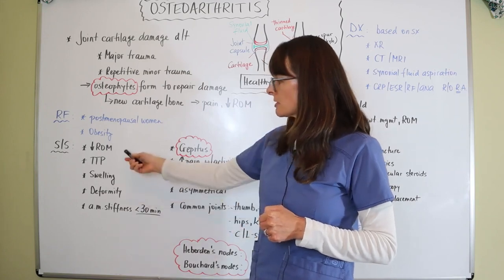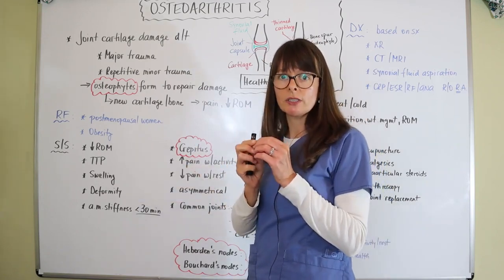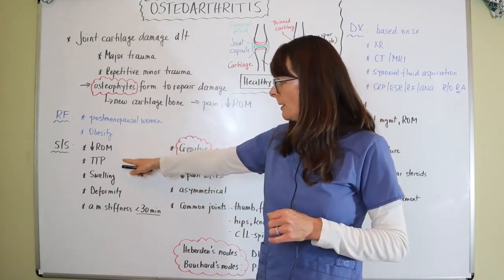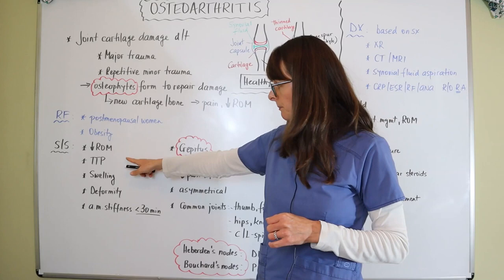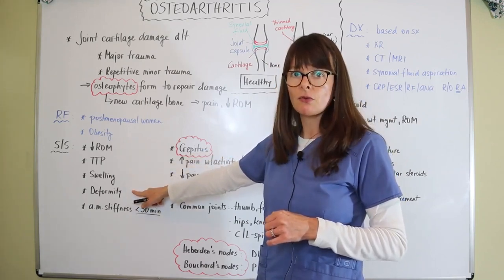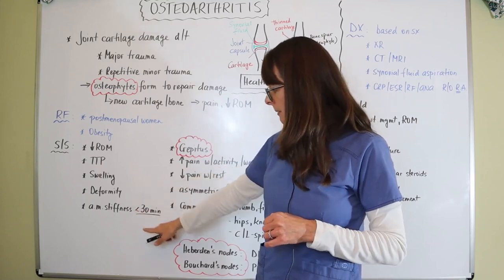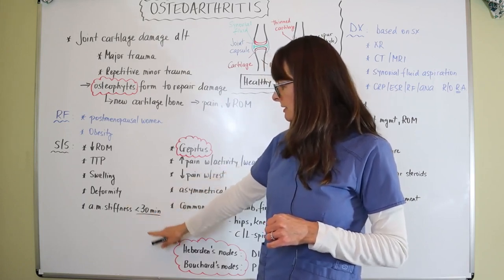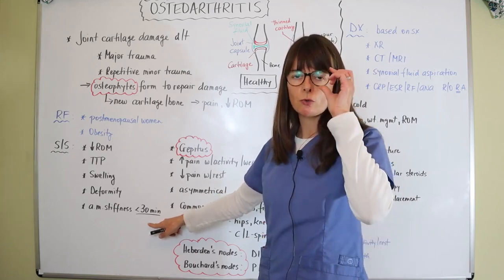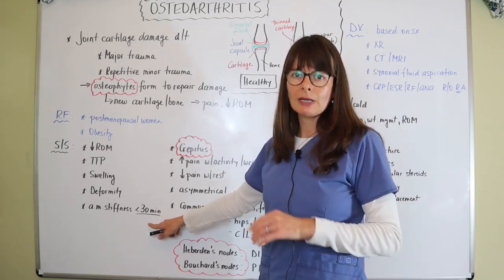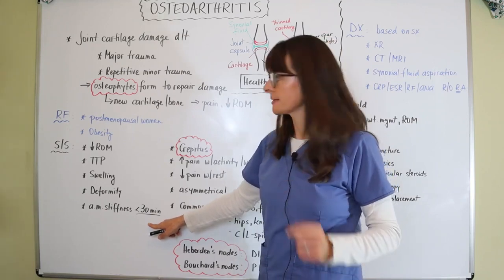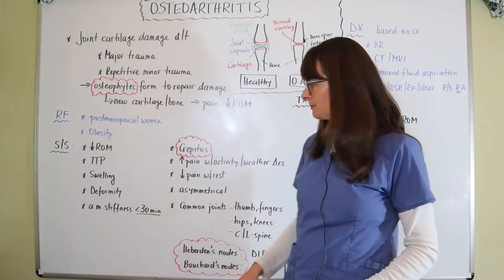So signs and symptoms here, with that thin cartilage and the decreased joint space, we have decreased range of motion. The joint might be tender to palpation. There might be some swelling and/or deformities because of these osteophytes, these bone spurs. And the patient many times complains of morning stiffness that lasts less than 30 minutes. And that is a distinguishing factor here from rheumatoid arthritis, because that typically lasts more than 30 minutes. And that's a question that sometimes comes up on NCLEX or course exams.